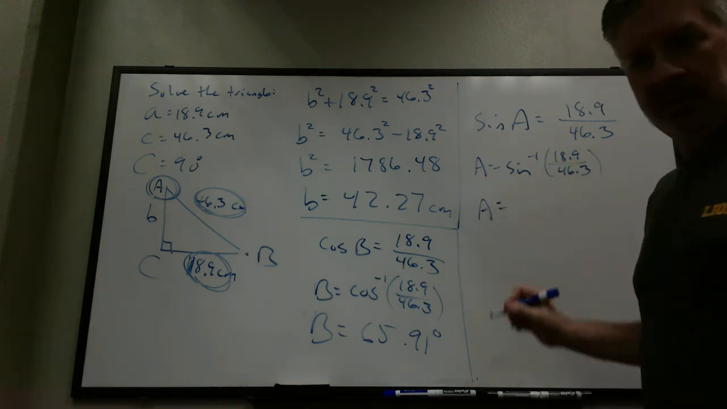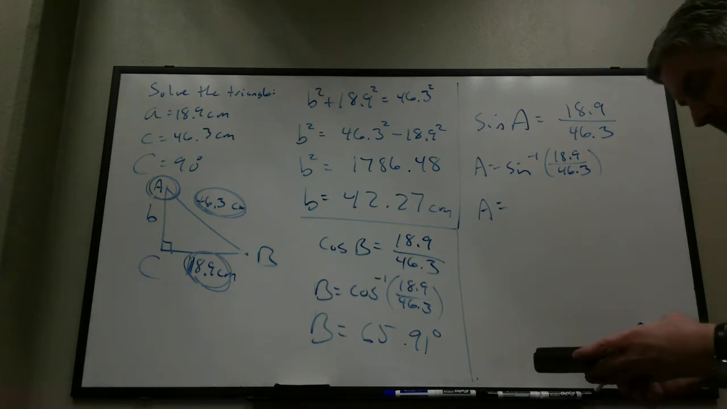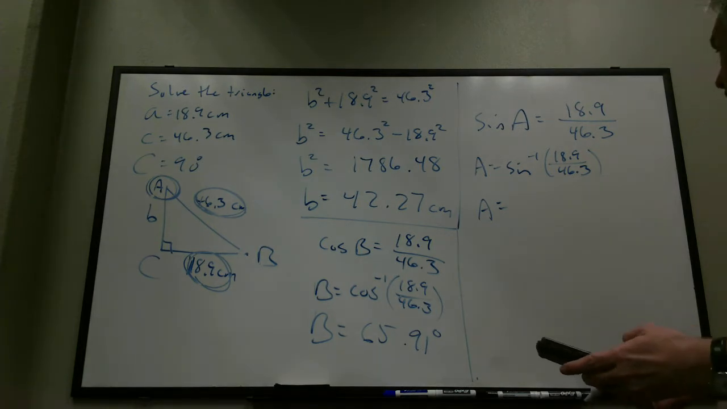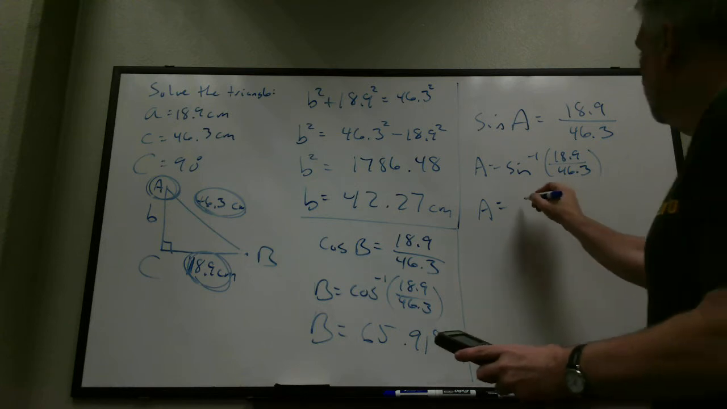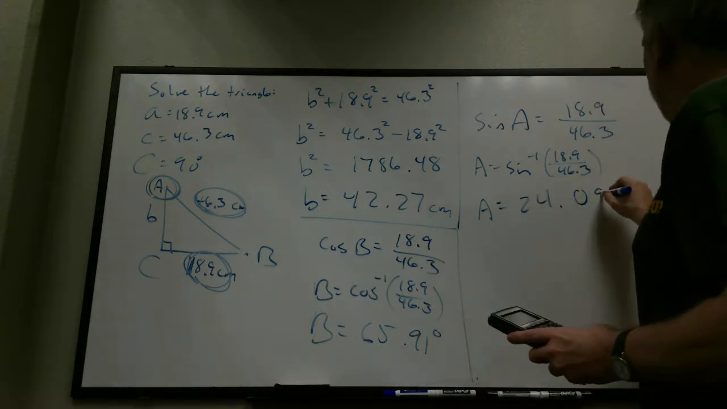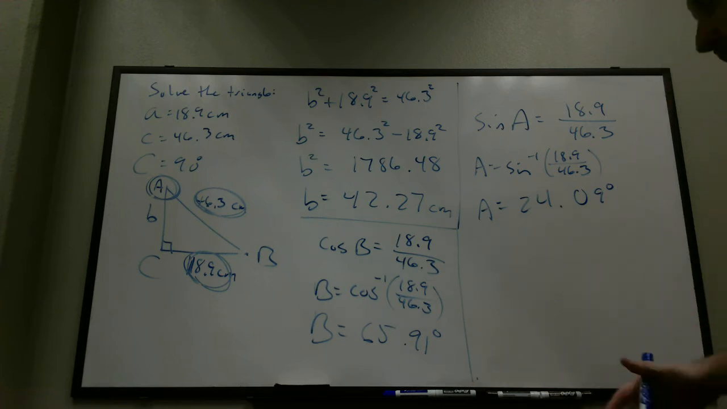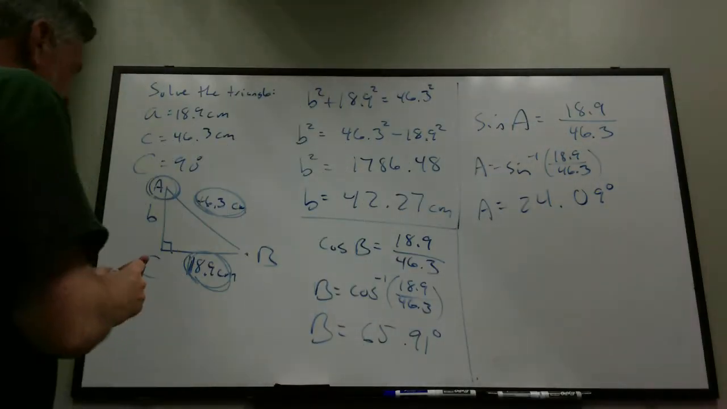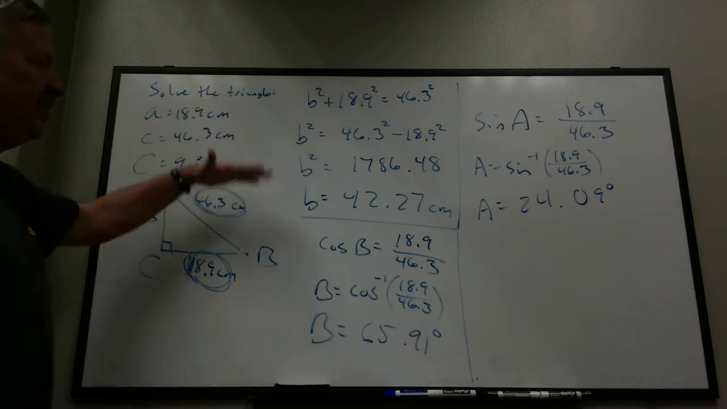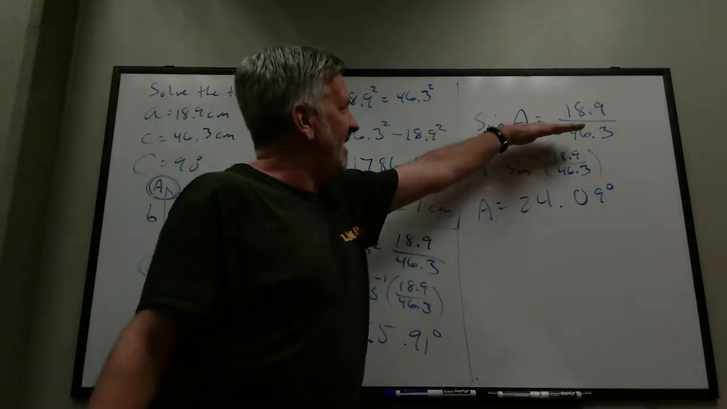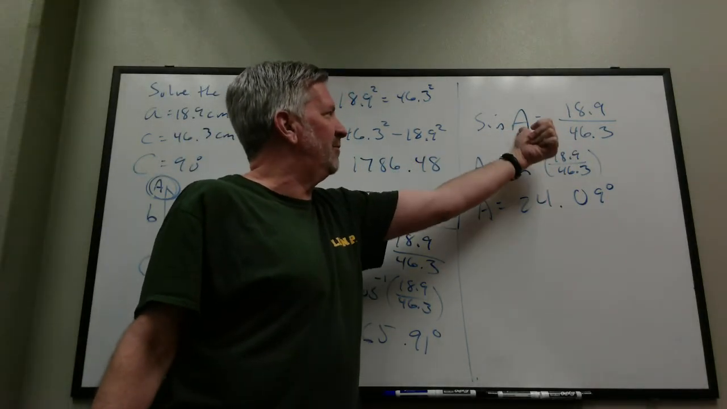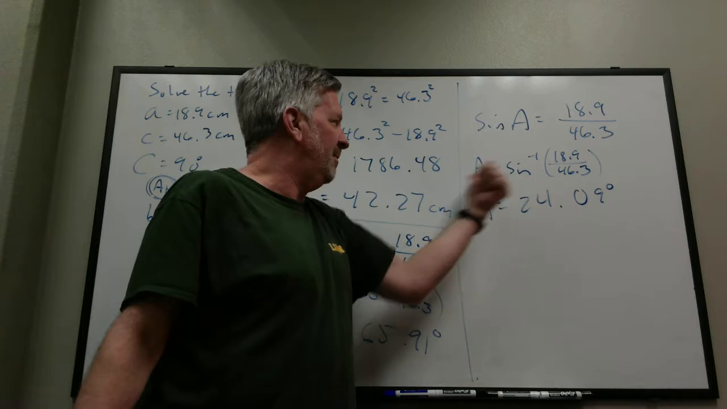So A is going to be, again, I'm going to do it in degrees. Sine inverse of 18.9 divided by 46.3 is 24.09 degrees. And notice we know we're correct because these two angles add up to 90 degrees. We knew that was going to be the case. Okay, so that's the first example. So again, we could have almost done this problem before. We could have set it up a couple sections ago, but then we didn't know how to do the inverse functions. We didn't know how to get A from here, but now we do.